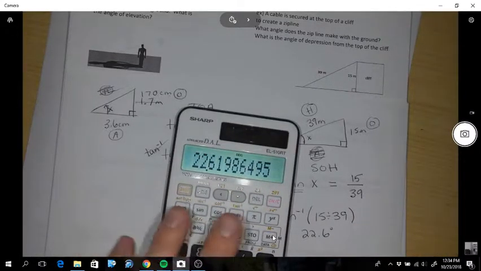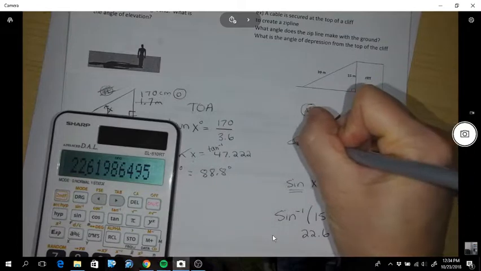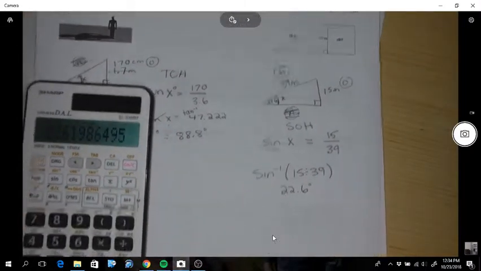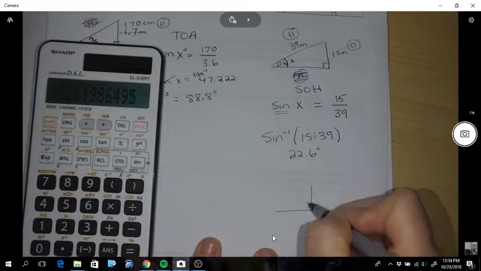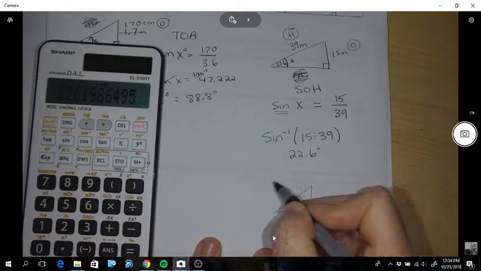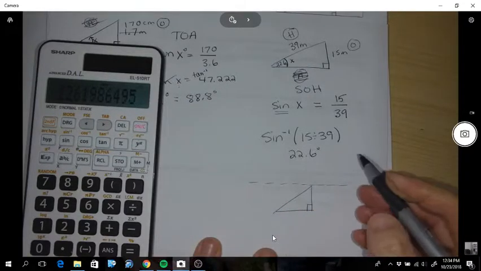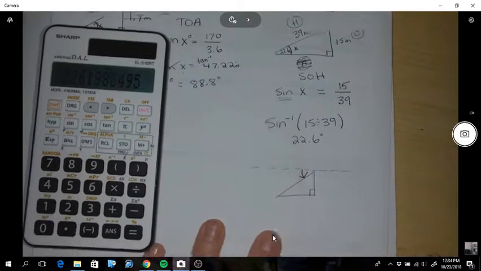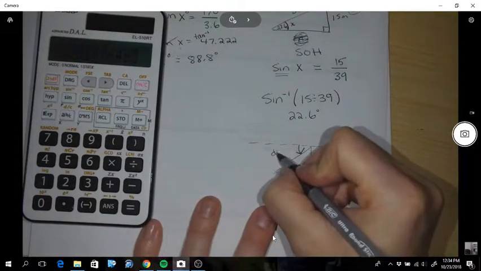22.6 degrees. Okay, so that's 22.6 in there. What is the angle of depression from the top of the cliff is the second question. So this is what's going on. The angle of depression would be from the cliff and down. So this is a depression angle.